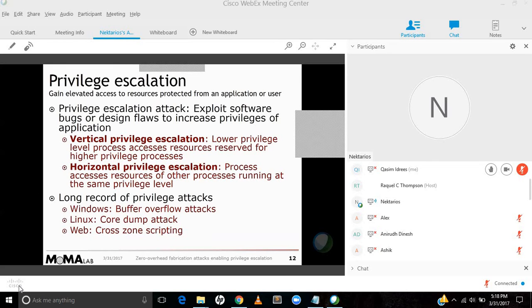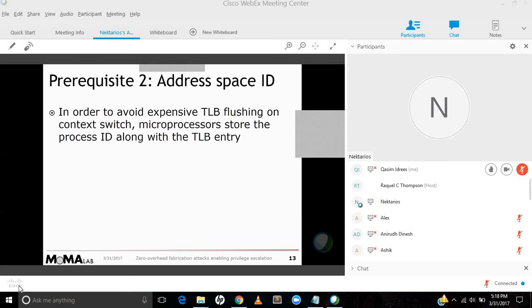And there is a very long record of such attacks on Windows. There are many buffer overflow attacks, as I mentioned before. In Linux, there is the core dump attack. And also on the web, if you extrapolate the same idea, cross-site scripting attacks can happen. This is the same idea, of course, not in the same setting.